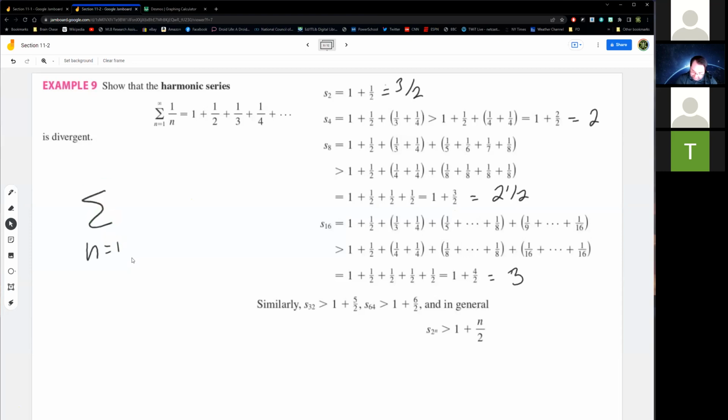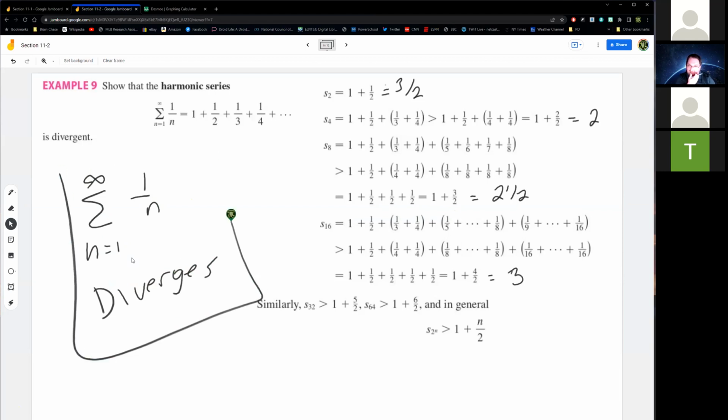So the thing that you want to come out of this is that this series, a harmonic series, 1 over n, diverges. Always. Okay? Even though it looks like it would converge, even though you would assume it would converge, it is divergent. All right?